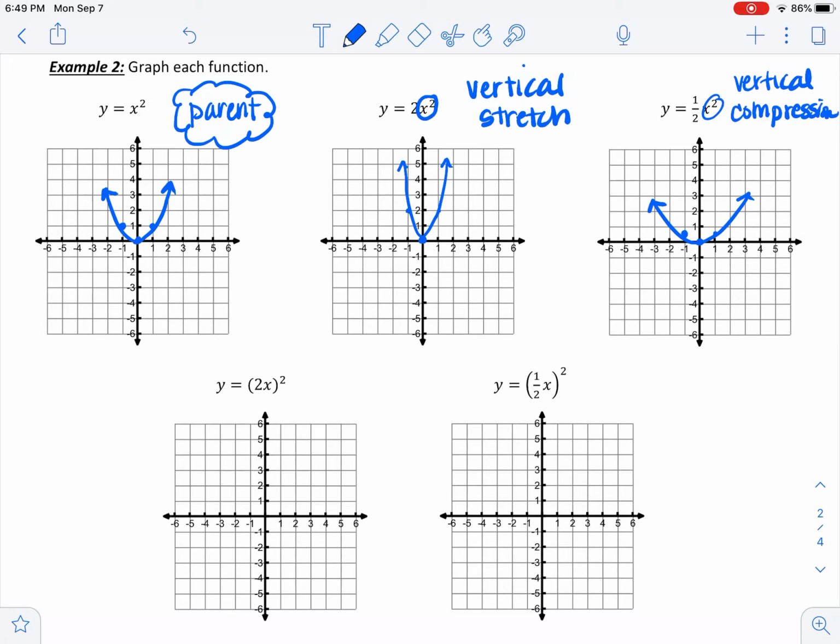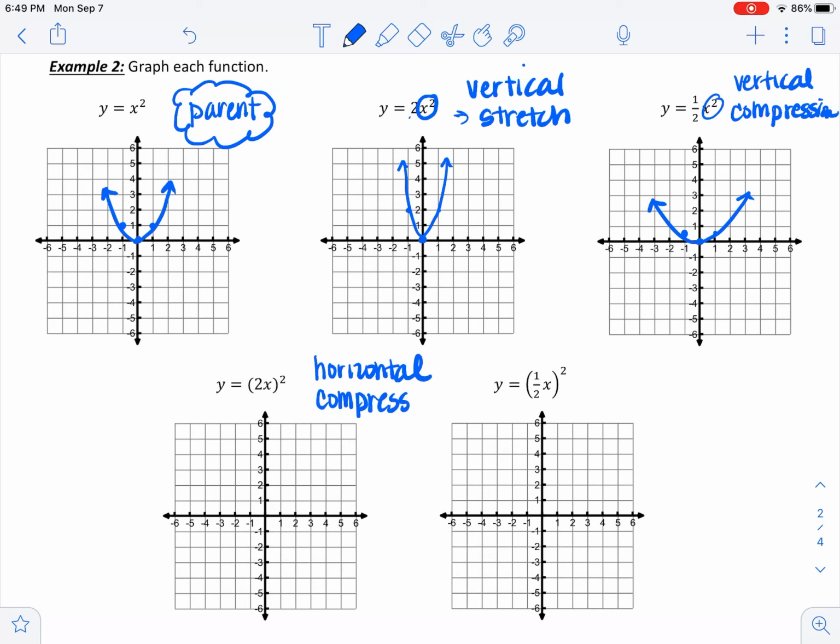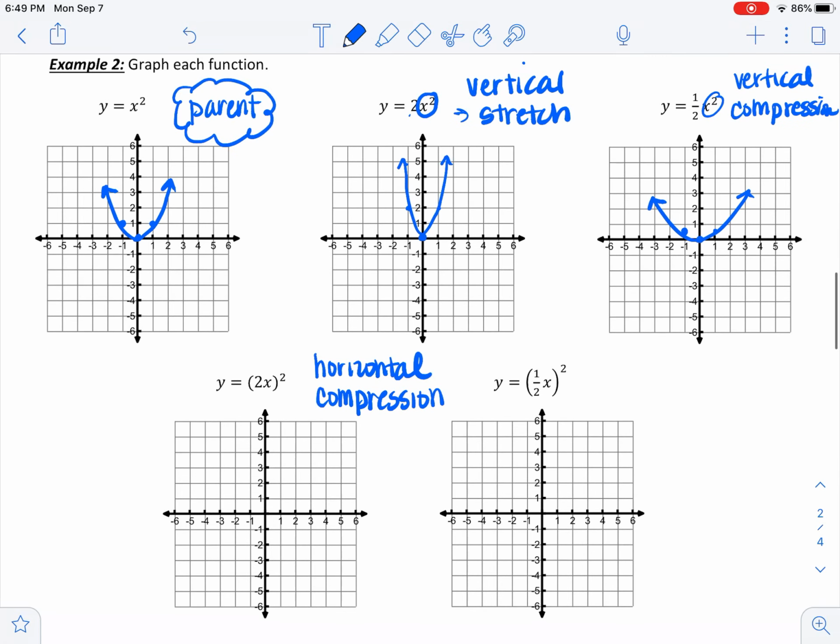All right, next one. So if you look at this one here, the coefficient is on x inside of the parent. So if it's inside, in front, it's a horizontal. And then how I tell students to remember it is usually when the number is bigger, with vertical, it's a stretch. So this is compression instead. All right, when you plug in 0, you get 0. When you plug in 1, you get 4. Negative 1, you get 4. So if you look at a horizontally compressed, it's much narrower.